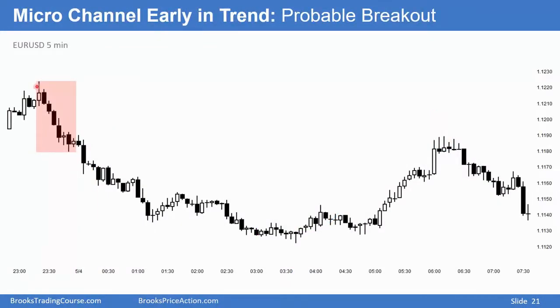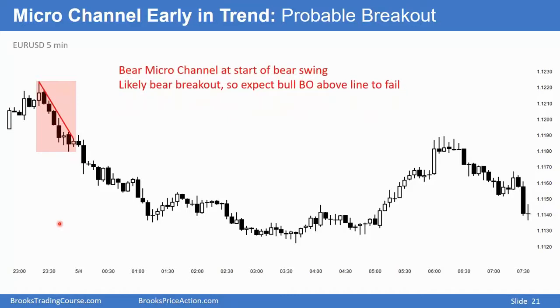3 pushes up and then a pretty strong bear microchannel. We fell for about 8 bars without a pullback. Strong bear breakout, especially these 4 bear bars. Probably the first reversal up will fail. It could be a strong enough breakout to result in a bear trend. It turned out that it was.